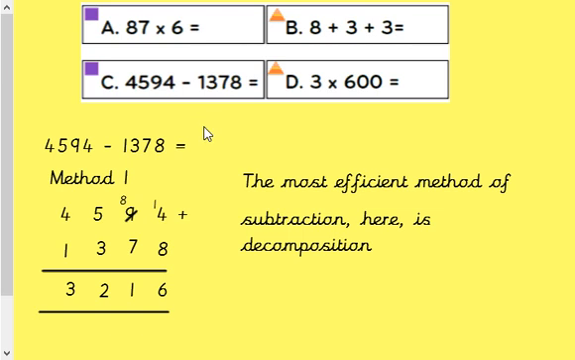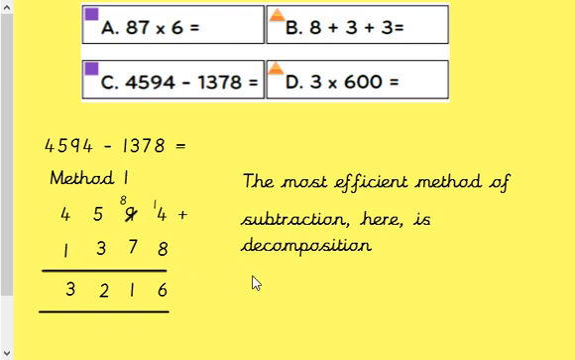Okay, the next one I'm going to look at is question C. 4,594 take away 1,378. Now this is a written question, mainly because you need to do some exchanging here. So if I line up my columns, then I've got 4 take away 8, which I can't do. So I need to exchange a 10 from this column to here. 14 take away 8 is 6. 8 take away 7 is 1. 5 take away 3 is 2. And 4 take away 1 is 3.